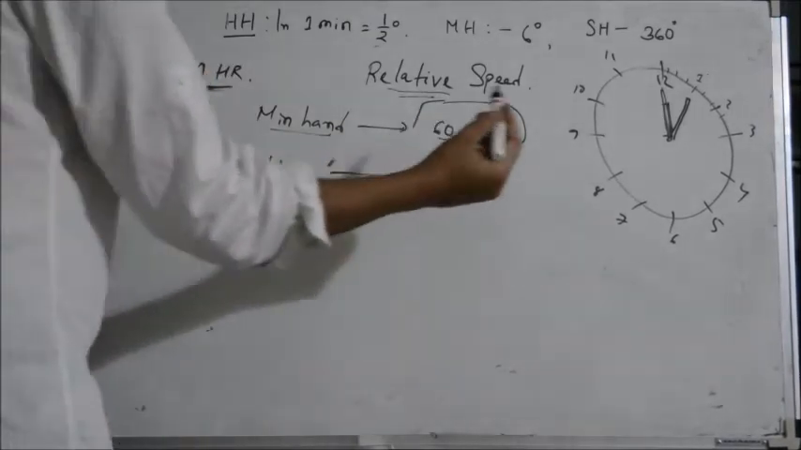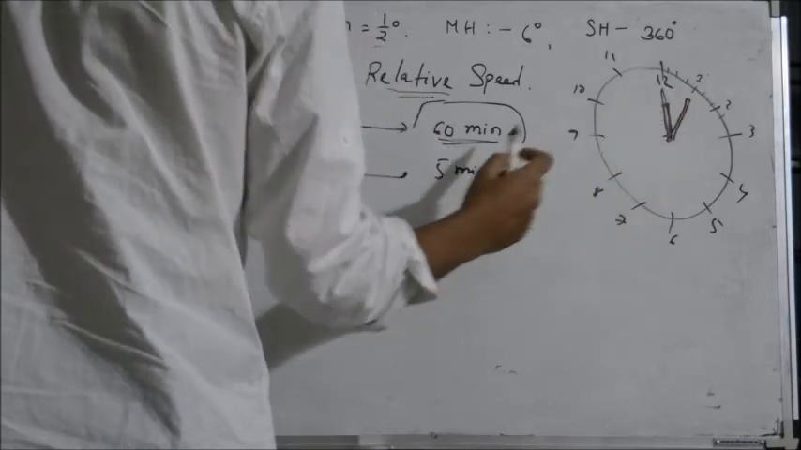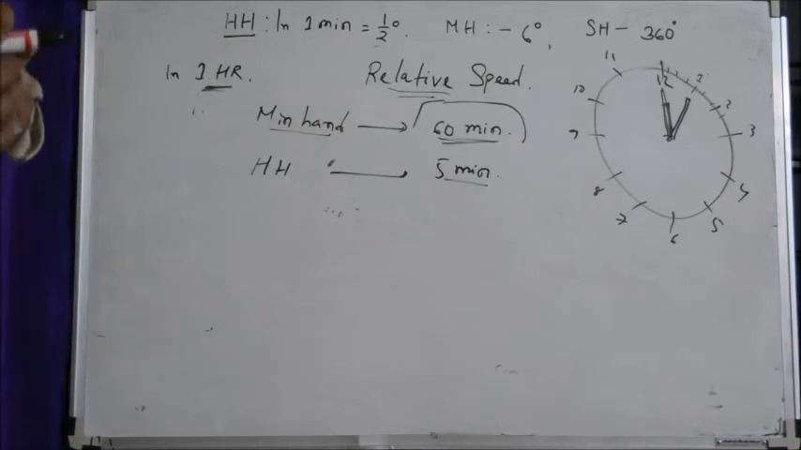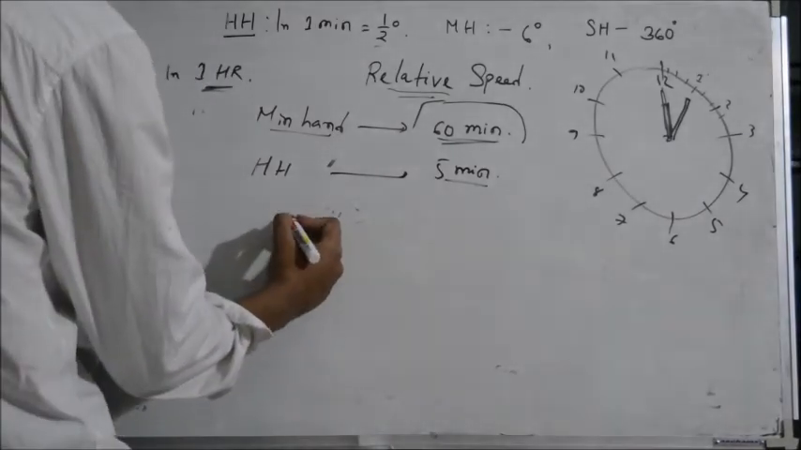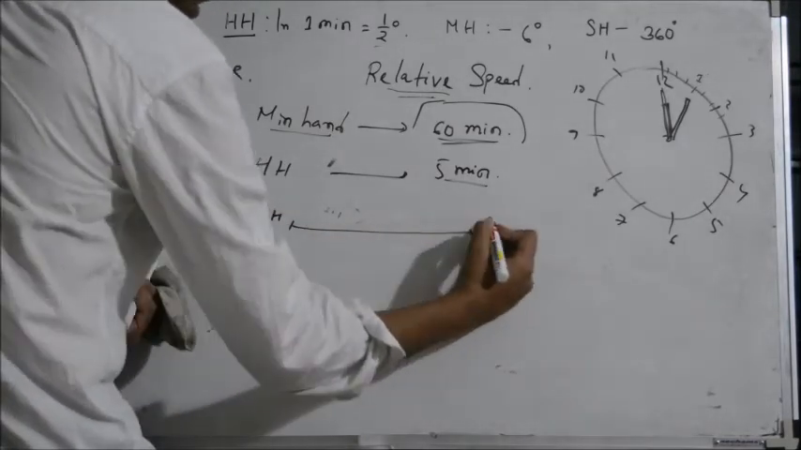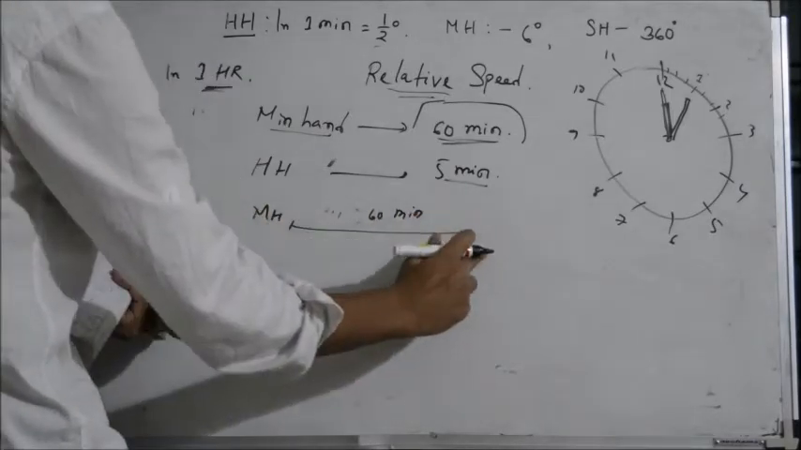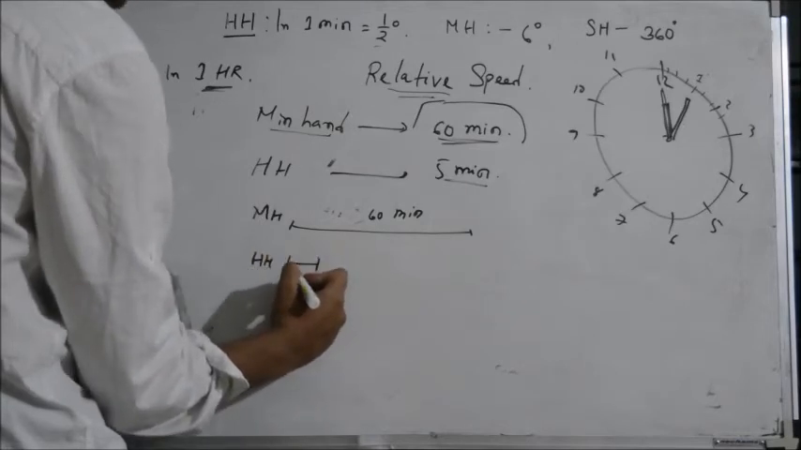Similarly, in 1 hour, the hour hand will move from 12 to 1. That means how many minutes? 1, 2, 3, 4, 5. So the hour hand moves only 5 minutes. Now relative speed, as I said, is the speed of the minute hand in terms of the hour hand, or you can say the speed of the hour hand in terms of the minute hand. Therefore, in 1 hour, the minute hand is moving 60 minutes, but in 1 hour, the hour hand will move only 5 minutes.